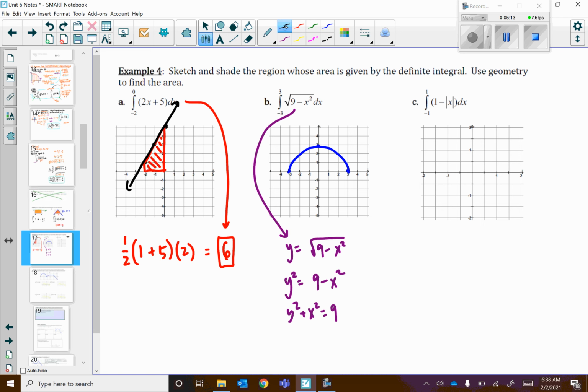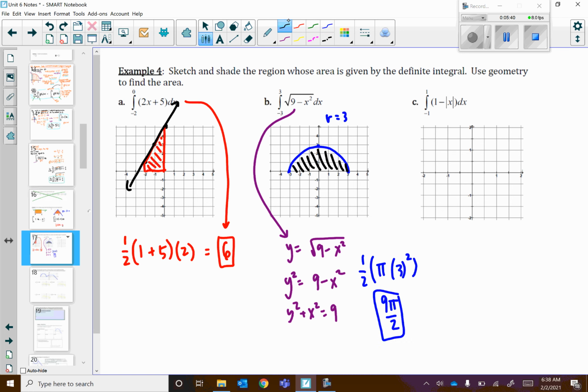And they want us to find the area under this curve from -3 to 3, so we are looking at this shaded region. Because it is a circle with a radius of 3, and I want to find half of the circle to find the area, I want 1/2 pi times my radius squared, so the area would be 9 pi over 2.